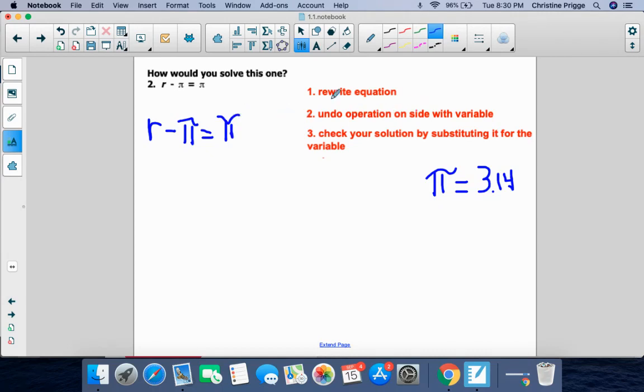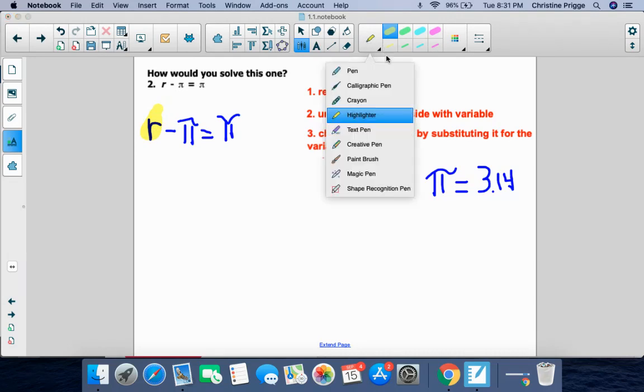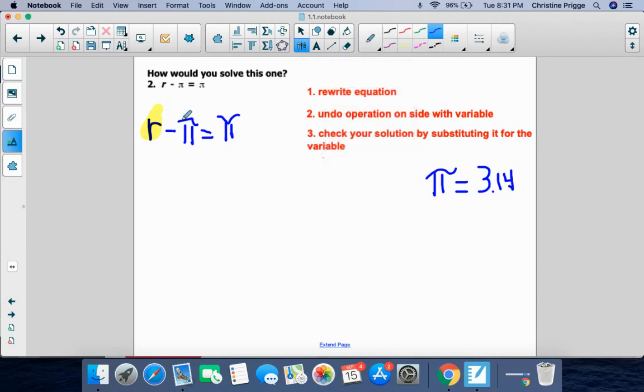Seems simple, right? Remember, we have to undo the operation on the side with the variable. Well, we know that our variable is the r. So we're dealing with the symbol pi. And what operation is happening with the symbol of pi on the left-hand side of this equation, or the variable side of this equation? It's being subtracted. So the opposite operation, the undo operation for subtract, is add. Okay, so I'm going to add a pi. A negative pi plus a positive pi makes a 0 pi, and it takes it away. But I know, because of that property, that whatever I do to one side, I have to do to the other. So I'm going to add a pi over here too, a positive pi.